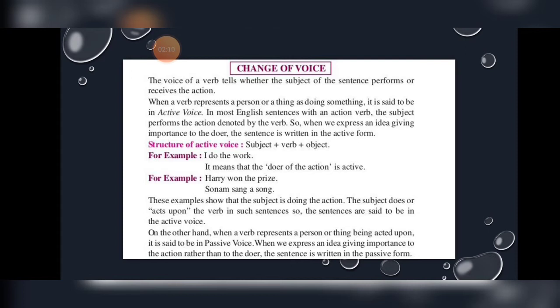Harry won the prize. Harry is subject. Won is verb. The prize is object. So here once again the doer of the action is active. Now see the third example. Sonam sang a song. Sonam is taking the action. So she is the doer of the action and she is active. So it is active voice.